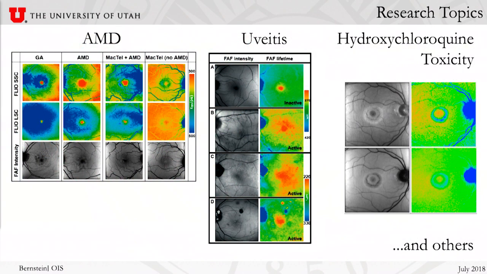As we continue our work on FLIO, we're looking at many, many different diseases. AMD is a very important area where it can be useful, as well as MacTel. We're looking at its role in uveitis. We see early changes that seem predictive of which patients are about to go into active phases of uveitis and could be targeted for further treatment. And we're also looking at potential for monitoring Plaquenil or hydroxychloroquine toxicity. In our initial results, it seems to be every bit as good as current detection technologies, and maybe even better.